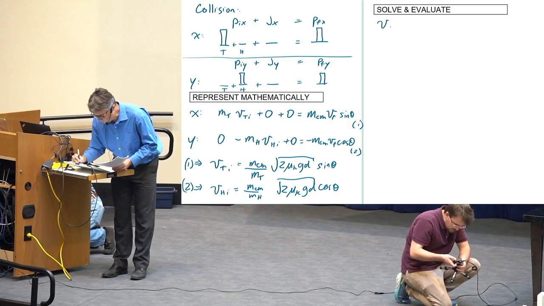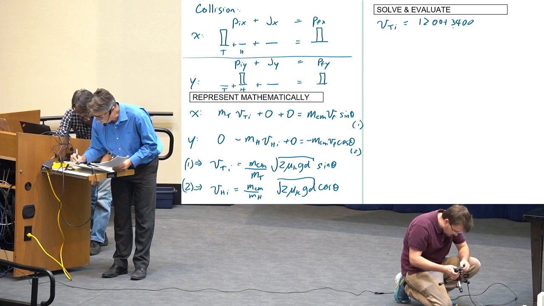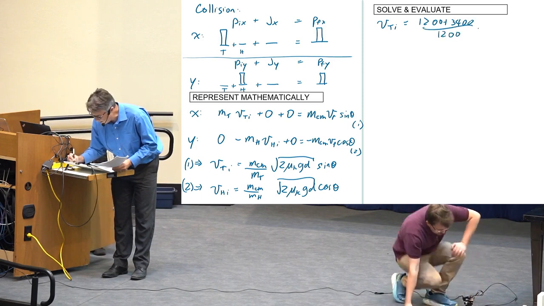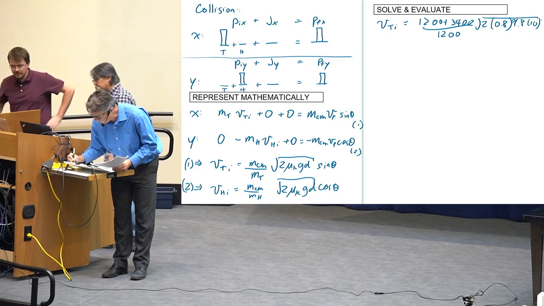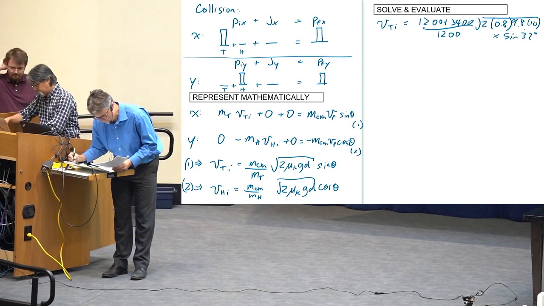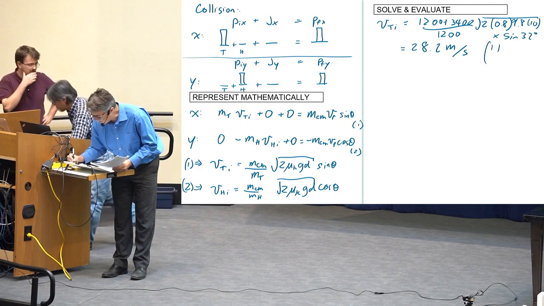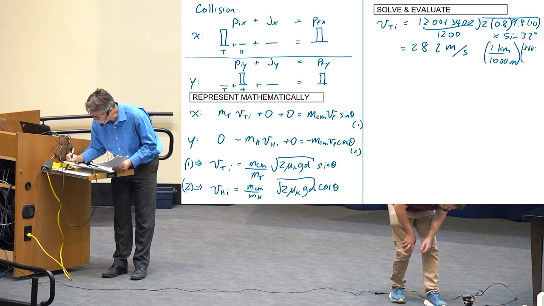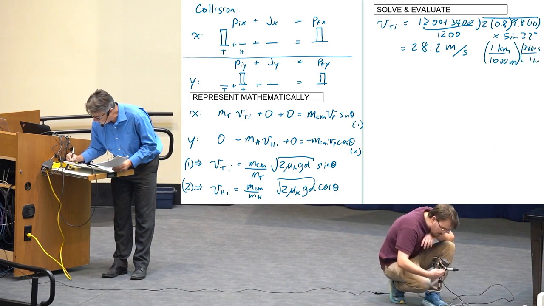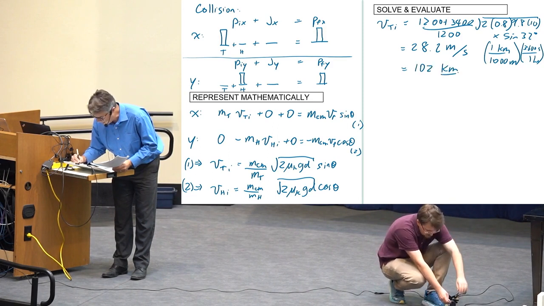And so you can get, for example, v Toyota initial, you can work it out: 1,200 plus 3,400, that's the total combined mass, divided by the Toyota mass, times the square root of 2 times 0.8 times 9.8 times 10. And don't forget to multiply by sine of 32 degrees. I ended up getting 28.2 meters per second. And if I divide that by 1,000 meters per kilometer, and multiply by 3,600 seconds per 1 hour, I'm a little curious how fast that is. You get 102 kilometers per hour.